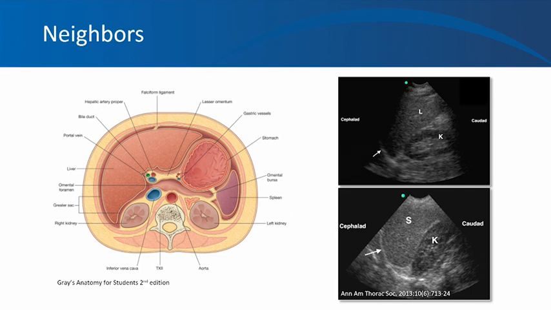There are two important neighbors of the kidney, that is the liver on the right and the spleen on the left. These organs also act as acoustic windows for the kidneys. That is, we look at the kidneys through these organs. That means we look at the right kidney through the liver because you're putting your probe here on the body. And the left kidney, you will look through the spleen.